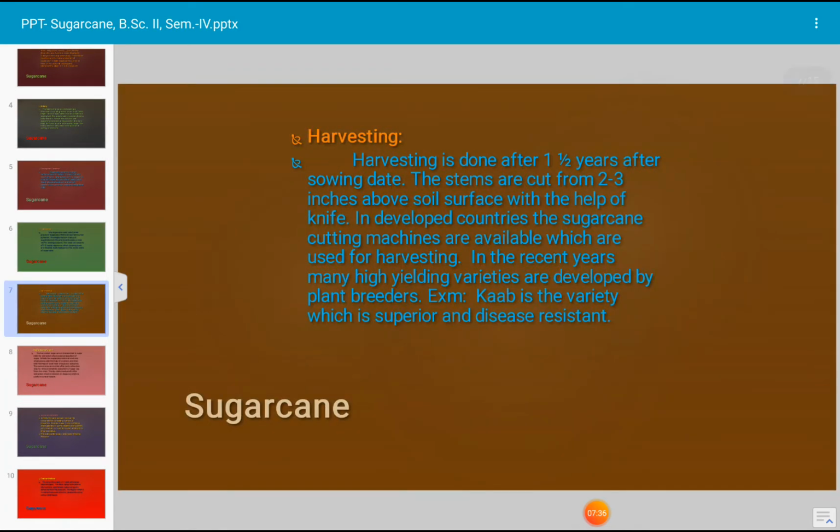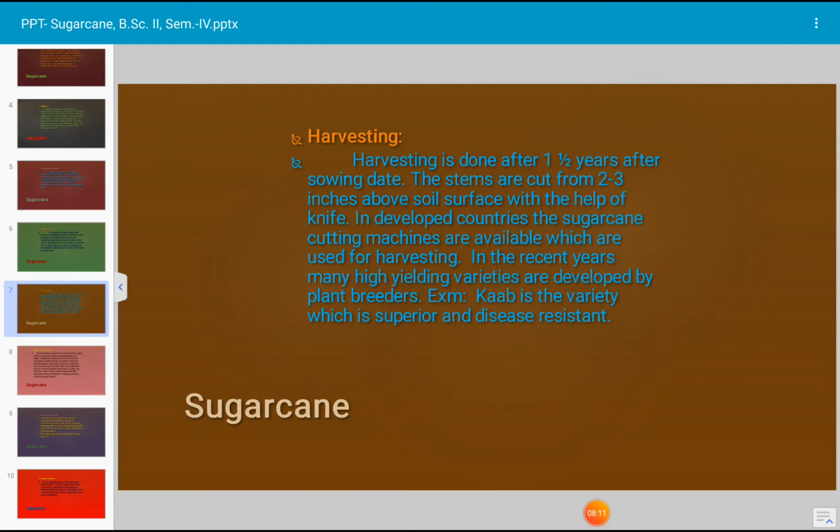Let us see harvesting of the sugarcane. Harvesting is done after 1.5 years after sowing date. The stems are cut from 2 to 3 inches above the soil surface with the help of a knife. In developed countries, sugarcane cutting machines are available which are used for harvesting. Harvesting is removal of crop after complete maturity.